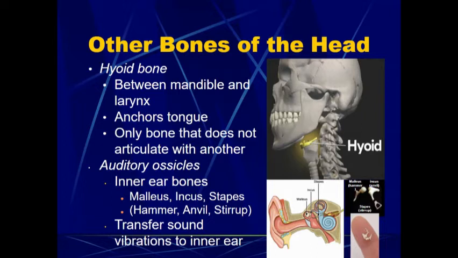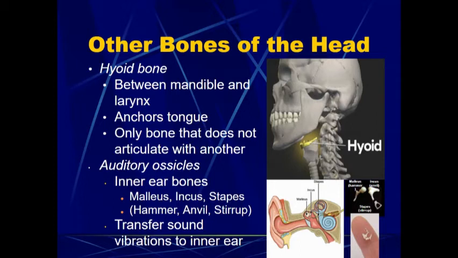Its job is to anchor the tongue. So it's providing like a base for the tongue, which is a muscle we use very often. And it's the only bone that does not articulate with another. When we say articulate, we mean that the bones are somehow connected so that there's able to be movement. This bone appears to kind of just be floating out there, and it is attached to ligaments to hold it in place, but it's not really attached to any other bone itself.